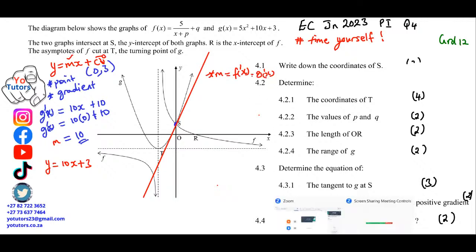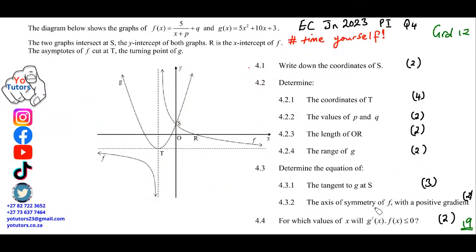Now, let's look at the next question here. Determine the equation of the axis of symmetry of f with a positive gradient. I'm going to use a fresh page again. When you're talking of a positive gradient, you've got two axes of symmetry. You've got one which is a positive one, and the other one with the negative one. I'm just going to give you both of them. Let me just show you here.